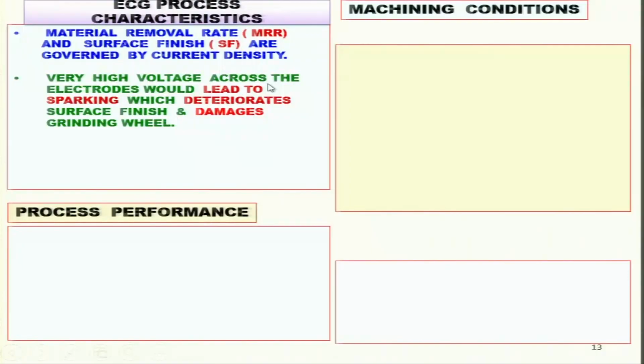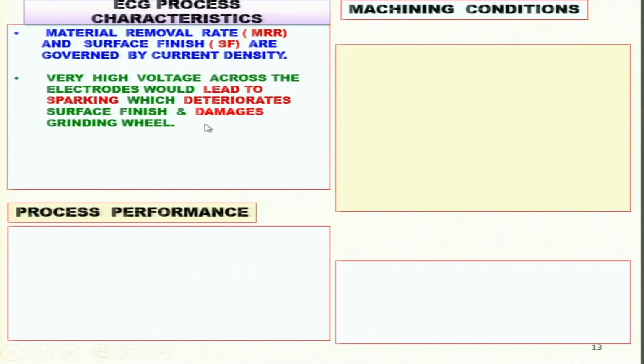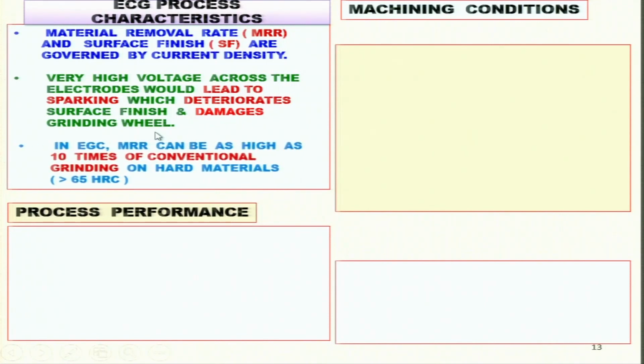Very high voltage across the electrodes would lead to sparking. This is very important and one should be very careful, because the gap is very small and voltage is very high, then sparking may take place and it may damage both the grinding wheel as well as the workpiece, which deteriorates surface finish and damages the grinding wheel as well as the workpiece.